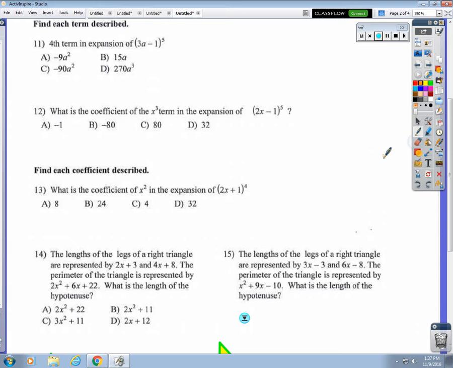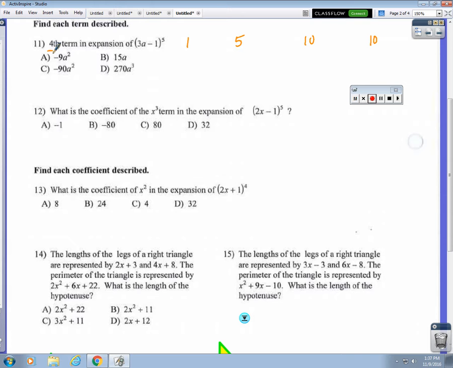Find each term described. So, fourth term in the expansion of (3a − 1) to the fifth. So what do I do? 1, 5, 10, 10. Okay, but look. Can I stop there because all they care about is the fourth term, and that's going to be the fourth term? Okay? Does that make sense why I can stop there? Because all they care about is the fourth term? Okay, so now what do I do on each one of them?